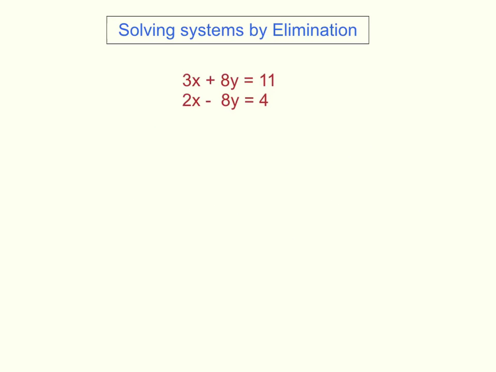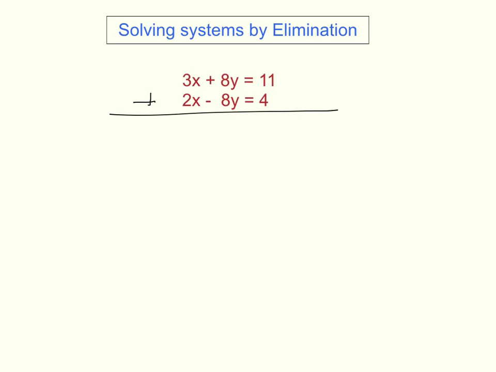So here's one more example of solving by elimination. We have both of these equations already in standard form. I'm looking for the variable that has the same coefficient, so that would be my y's because they're both 8. But in this case, this is a positive 8 and this is a negative 8. So this one we're going to add. Okay, same sign, subtract, different signs, add.